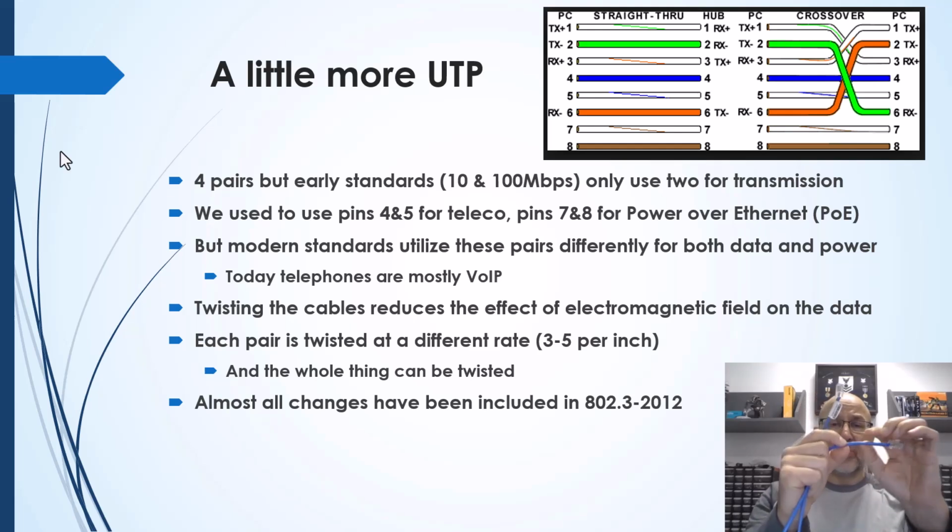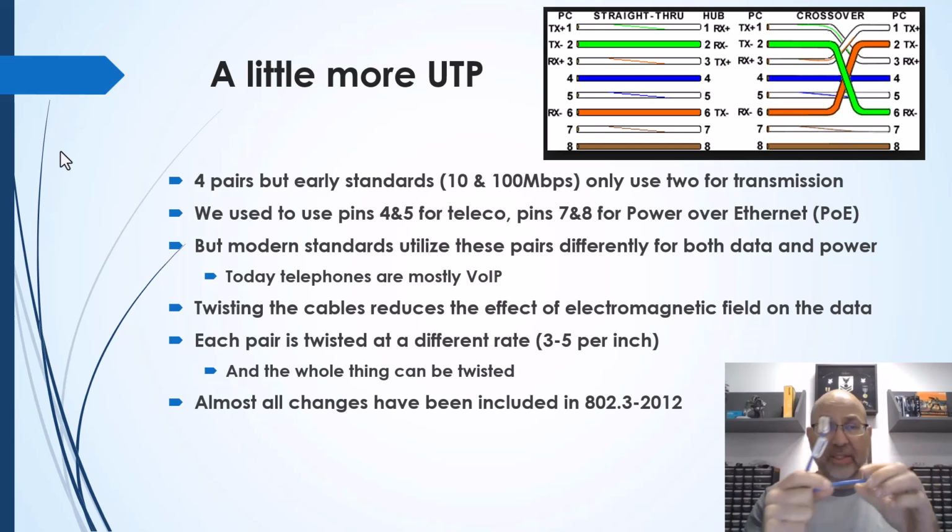Now, in addition, the individual pairs are twisted at different rates. So in an inch, you might have 3 to 5 twists, and the pairs are twisted at a different rate, and the whole thing, this whole cable going down its length, is twisted again. So that's the really high-end sort of cable. And remember that almost all of these are included in 802.3 from the IEEE.